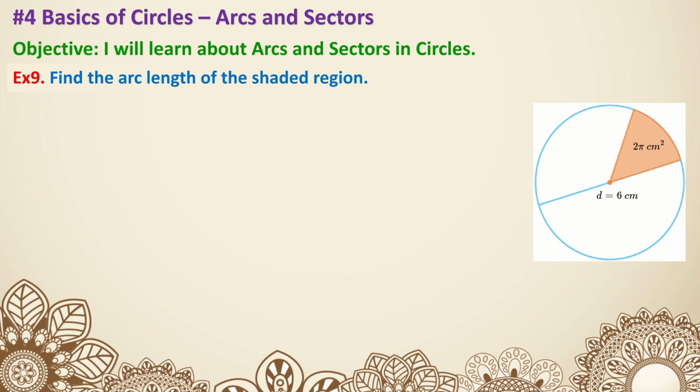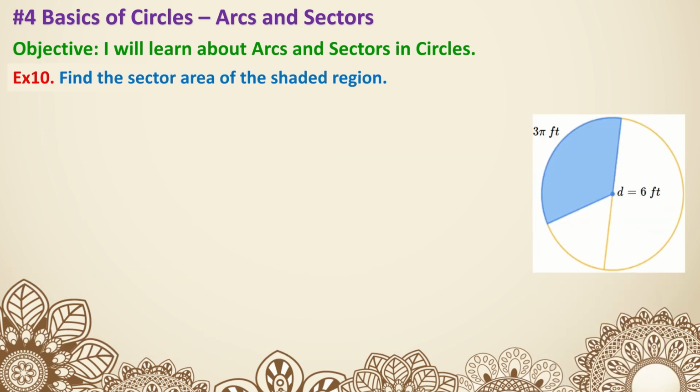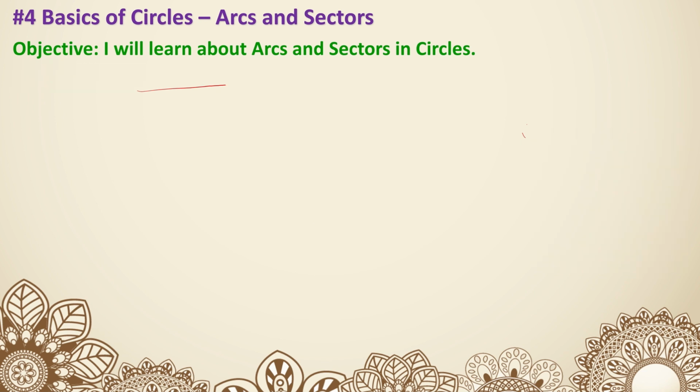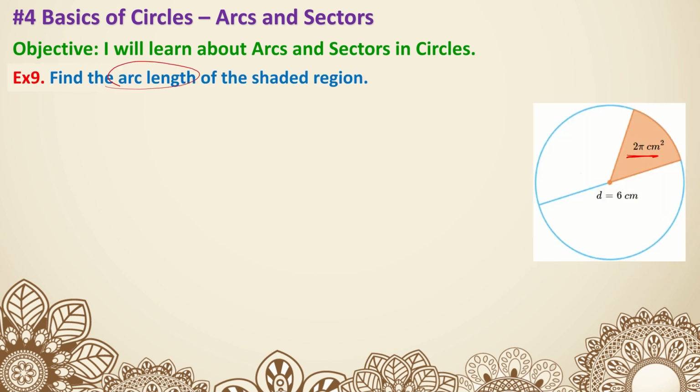So in example 9, you are given the sector area and asked to find the arc length. And in example 10, you're given the arc length to find the sector area. So nothing involves the angle. That's why there are a few different methods to do them. The first method, let's actually use the central angle.